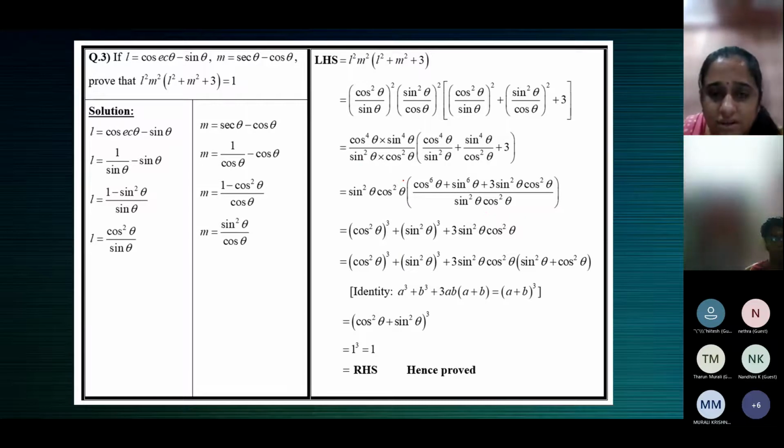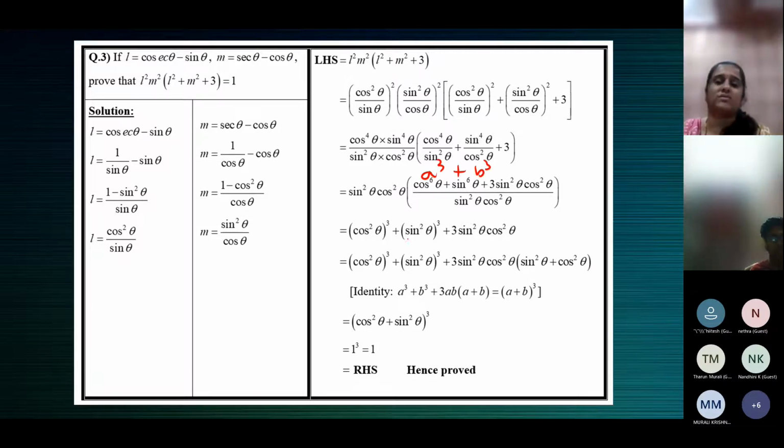Now you can see here, in the numerator we have sine square theta, cos square theta. Here also we have sine square theta, cos square theta. It gets cancelled. You can cancel them one by one also. So we are left with these 3 terms, this one, and this one. Now these 3 terms are of the form a cubed plus b cubed.